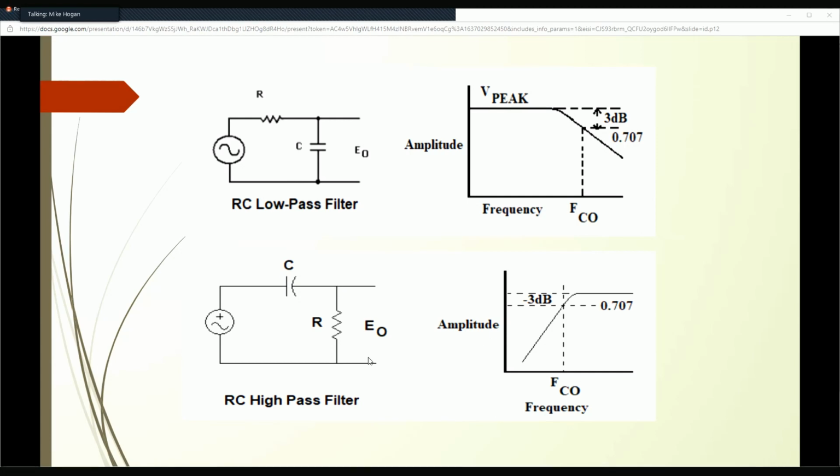We're taking our output across our resistor. At low frequencies, all of the voltage is dropped across this capacitor, all the way up to, once again, our 3 dB point, or half power point. From there, we get more and more of our signal developed across our resistor as the capacitive reactance across the capacitor becomes less and less, right? So one is a low pass filter, one is a high pass filter. We could do the same thing we did with inductors and resistors, and what we'll see as we continue to work toward a power supply is a combination of inductors and capacitors.